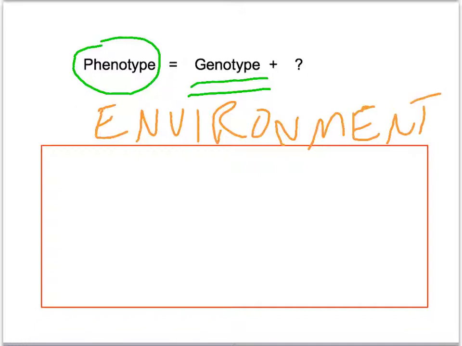Genotype plus environment. And so every phenotype, every single one, like we talked about before, every single phenotypic trait is controlled by a combination of two. And again, the relative influence of genes versus environment can be different, but both are always involved.